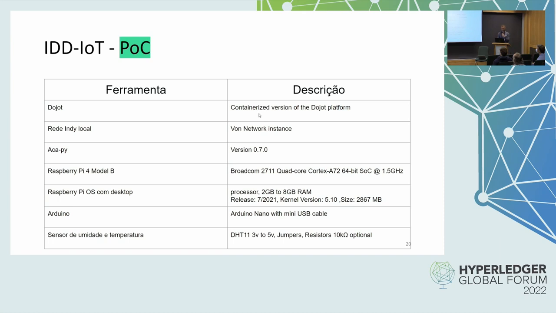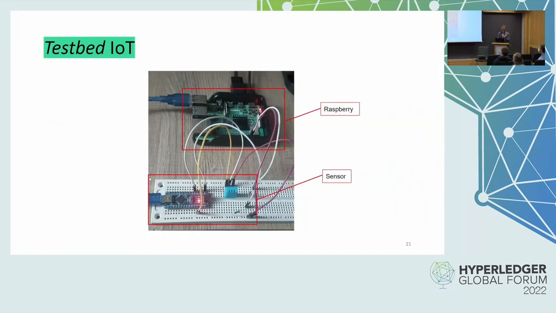Here is Dojo. We use the containerized version of the Dojo platform. It's open, so everyone here can try Dojo. We use a local VON network to test the solution. The Aries Cloud Agent Python that we used is version 1.0. We use a Raspberry Pi 4 Model B, Raspberry Pi OS desktop, Arduino, and a sensor to collect weather information. Okay, that is our test bed here.